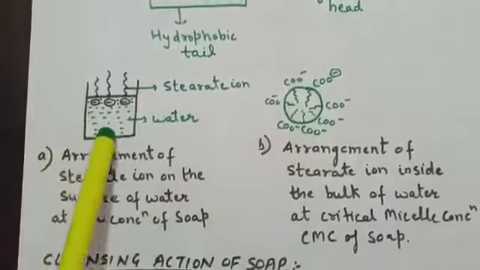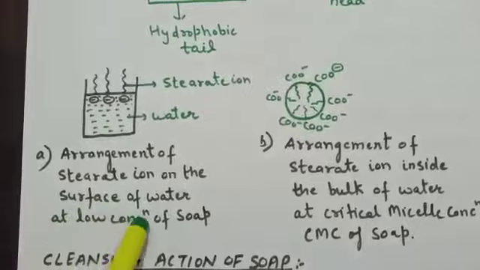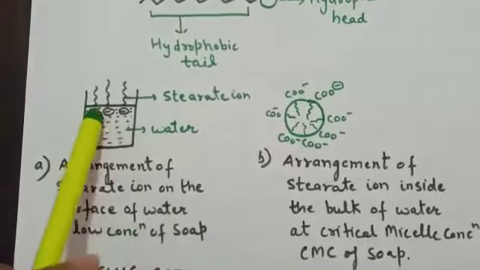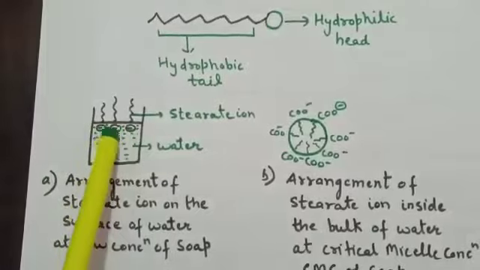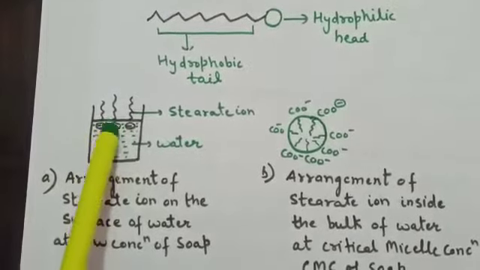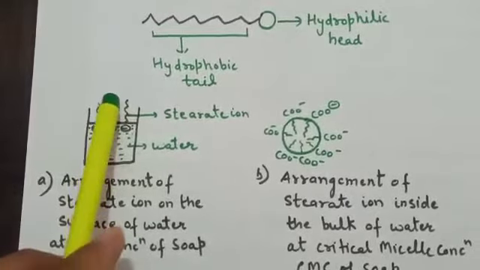So in this first diagram, this is the arrangement of stearate ion on the surface of water at lower concentration of soap, that is when the concentration is low. This negative sign represents the polar part that will interact with the water, whereas the hydrocarbon part will remain on the surface, that is away from the water.